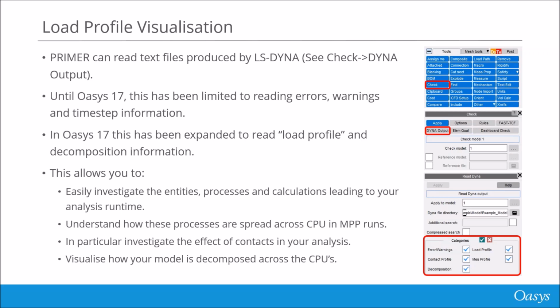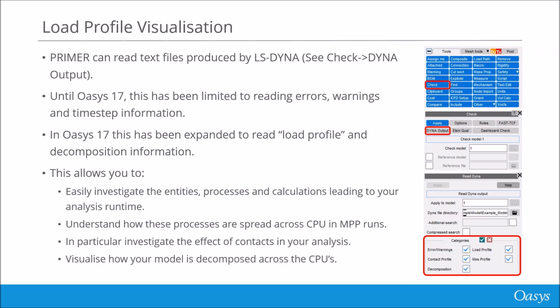Now in Oasys 17, this has been expanded to read load profile and decomposition information. So when you initialize an MPP model in LS-DYNA, DYNA will write out information to do with how element processing, contact processing, and lots of other things are being handled across the CPUs. And also it will write out decomposition information. So this new tool will read that information and display it for you.